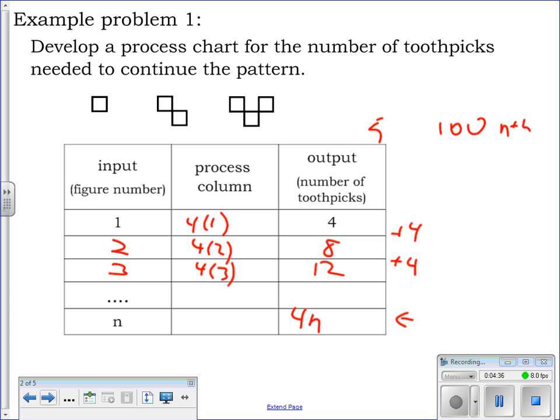Is 4 times 1 what I have here? Is 4 times 2 what I have here? 4 times 3 what I have here? Yeah, then I don't need to add anything to adjust it.